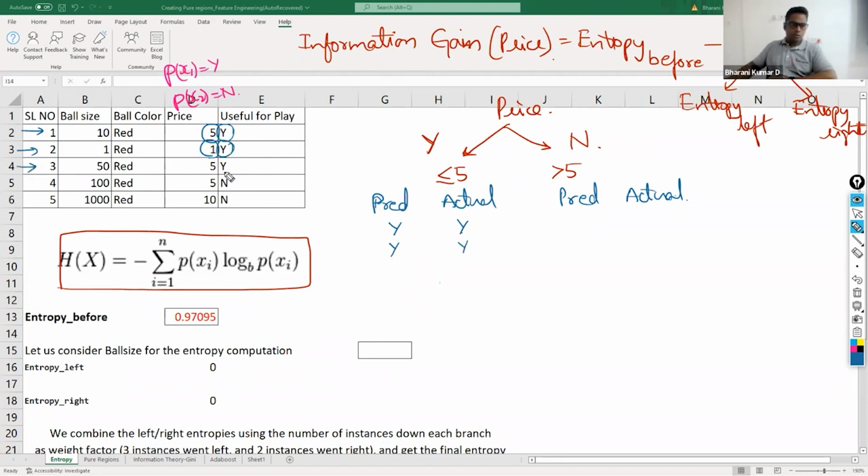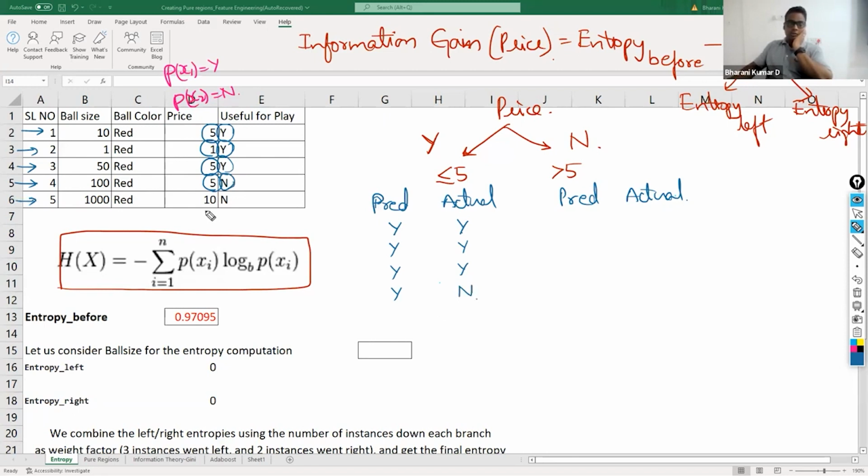Then we go to the third row wherein we have 5. Less than or equal to 5 would be yes. Actual value is also yes. Then let's go to the fourth row. We have 5. Is 5 less than or equal to 5? Yes. So the predicted value will be yes. Actual value is no. There is a mismatch.